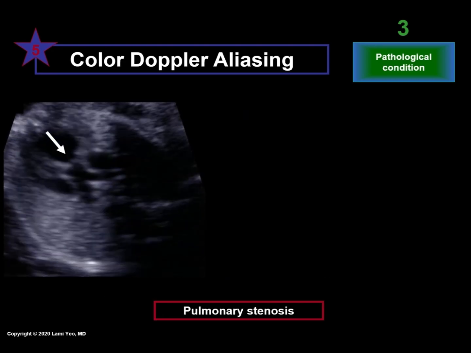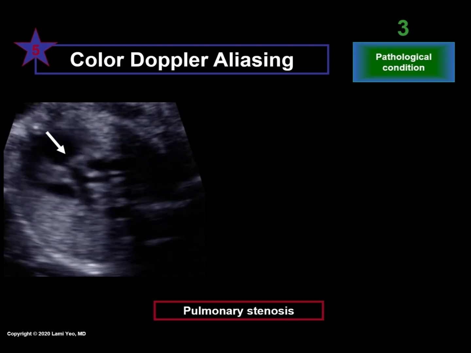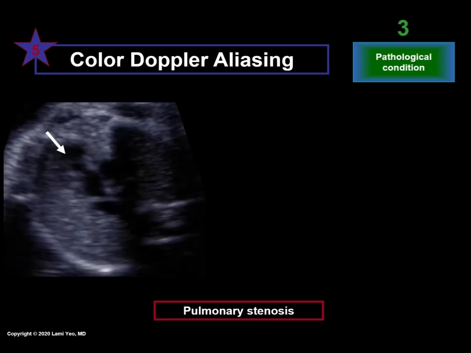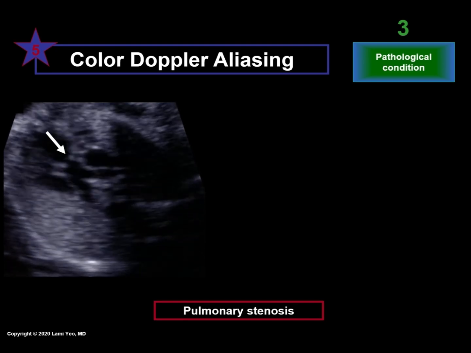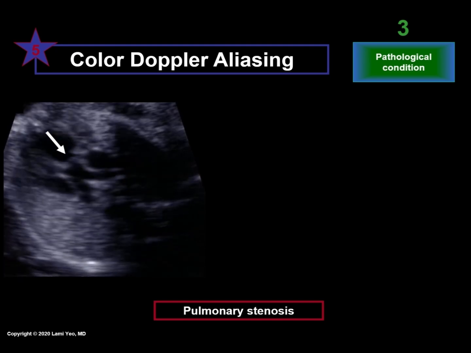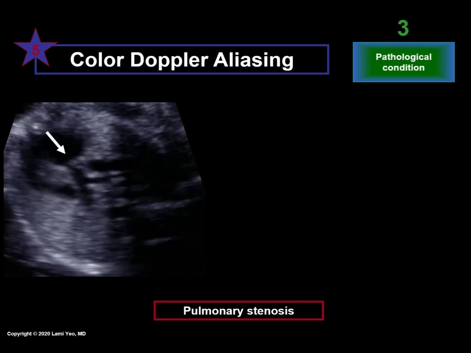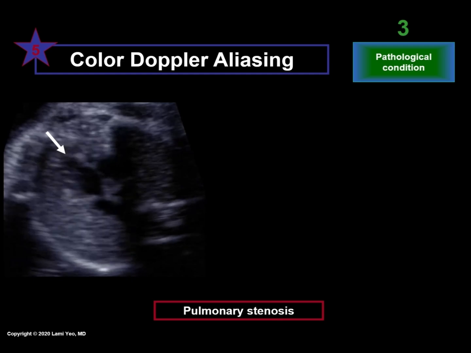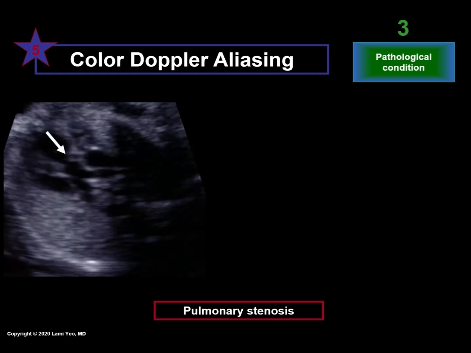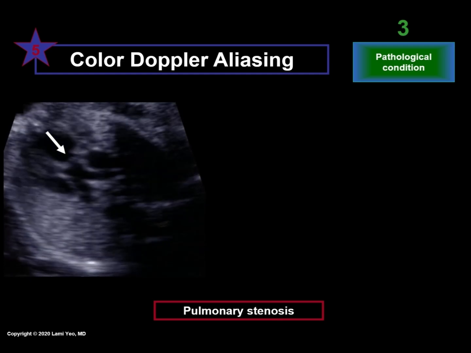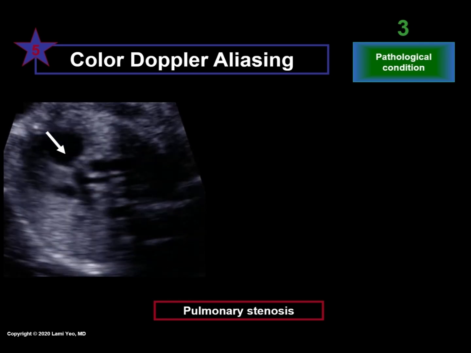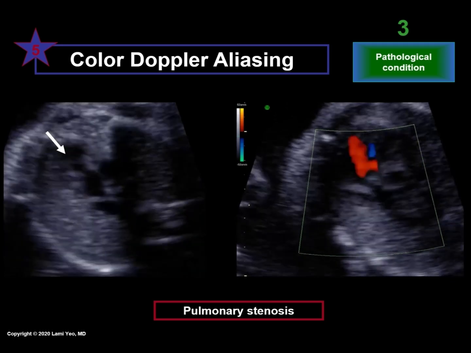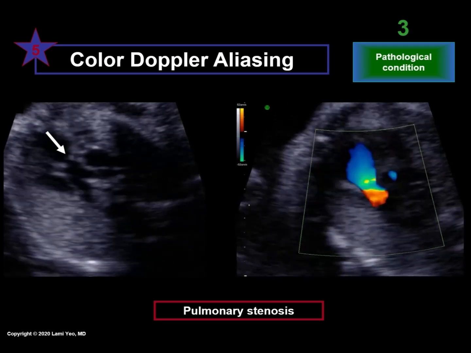Here is another fetus in which the pulmonary valve is suspected to be thickened, and there may also be postvalvular dilatation of the pulmonary artery. Therefore, pulmonary stenosis is suspected. In this condition, there is an obstruction to pulmonary arterial blood flow. When mild to moderate pulmonary stenosis is present, however, prenatal sonographic findings can be subtle and easily missed. It is best to apply color Doppler to improve the accuracy and detection of this condition.